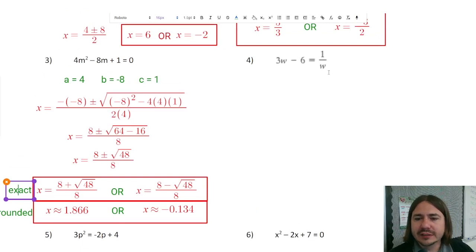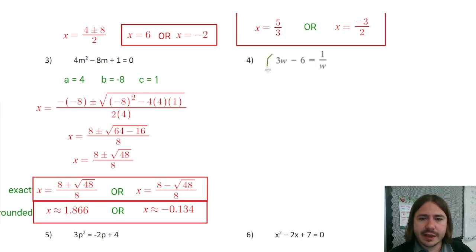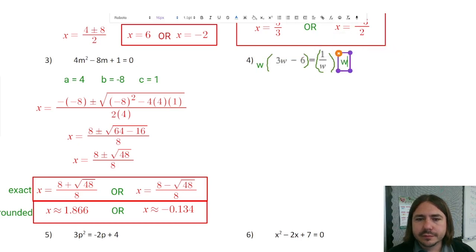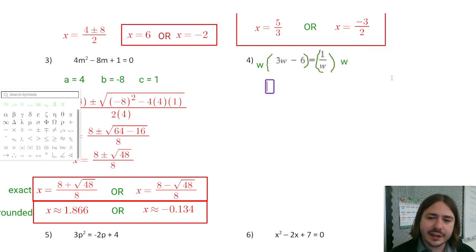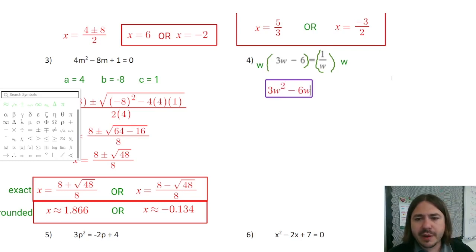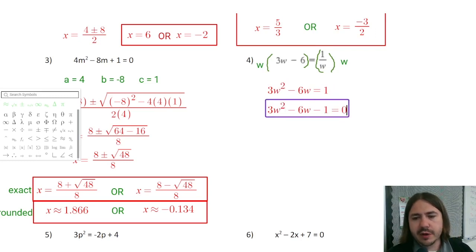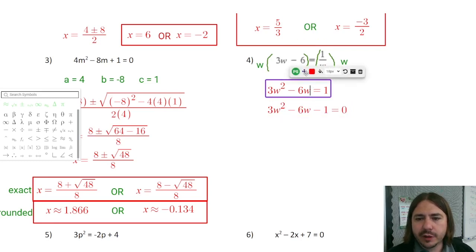Number 4. Ugh, that looks pretty nasty. I think what we need to do here to get it into standard form is to multiply everything by W. So we're going to multiply the left-hand side by W and the right-hand side by W. And that's going to give us 3W squared minus 6W equals 1. And then if I subtract that 1 over to the other side, I get 3W squared minus 6W minus 1 equals 0. And now I can go ahead and start my quadratic formula.